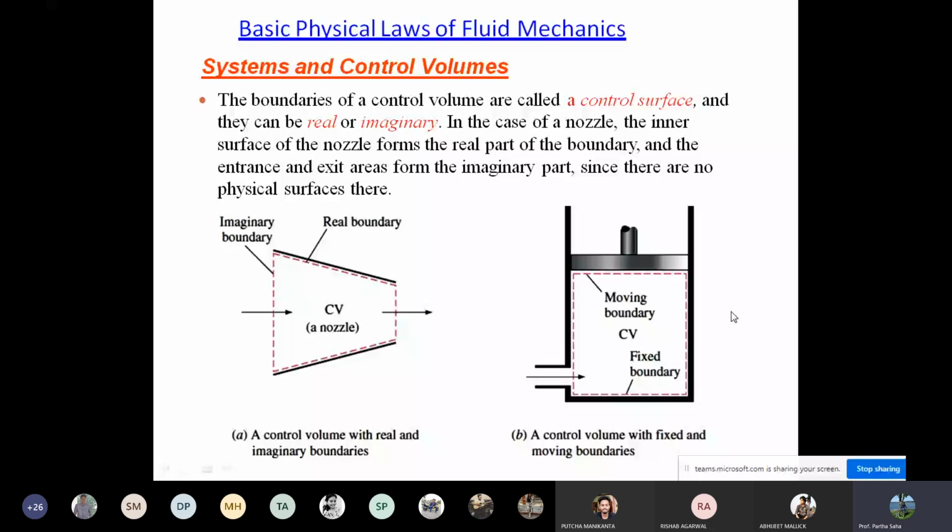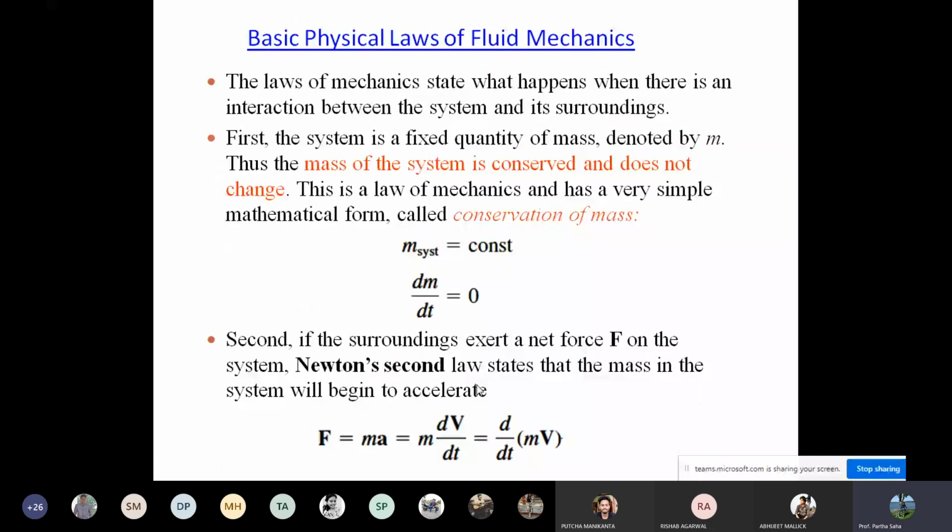So, what are the laws of mechanics which apply where there is an interaction between the system and the surroundings? First, the system has a fixed quantity of mass denoted by m. The mass of the system is constant and does not change. If you take the first derivative with time, that will be 0. So the law of mechanics has a very simple mathematical form called conservation of mass. So there is no mass transfer happening.